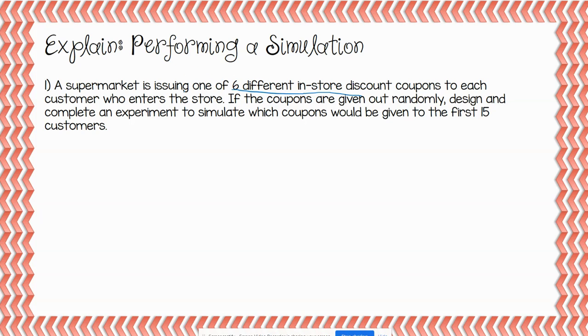Because there are 6 different coupons, we know that we should probably use a 6-sided number cube or a die. So we are going to roll a number cube, but that's not the only thing we're going to do. If we read the rest of the problem, it says we want to simulate which coupon would be given to the first 15 customers. Well, if we're rolling a number cube and we want to simulate the first 15 customers, then we would need to roll a number cube 15 times and figure out which one represented each coupon and use that for our experimental probability.